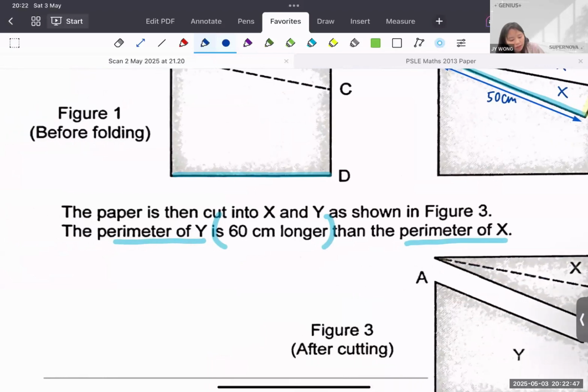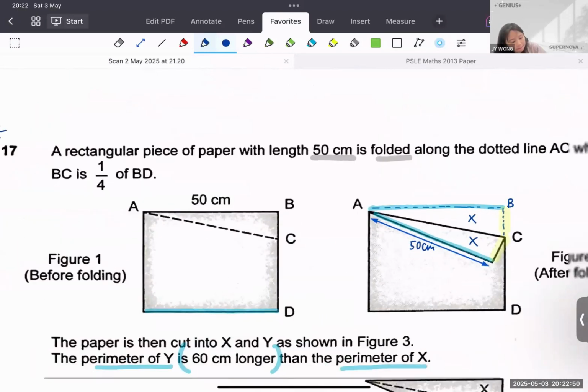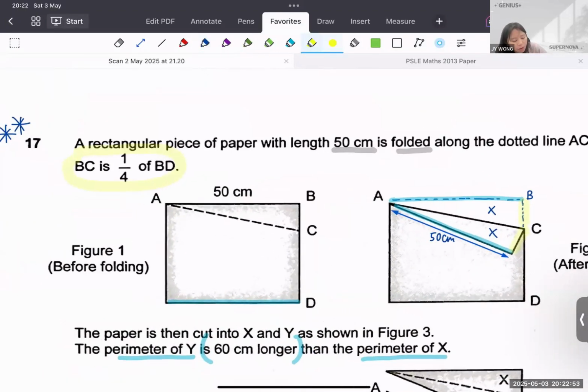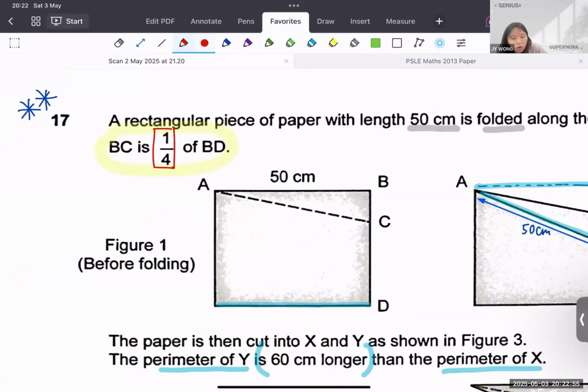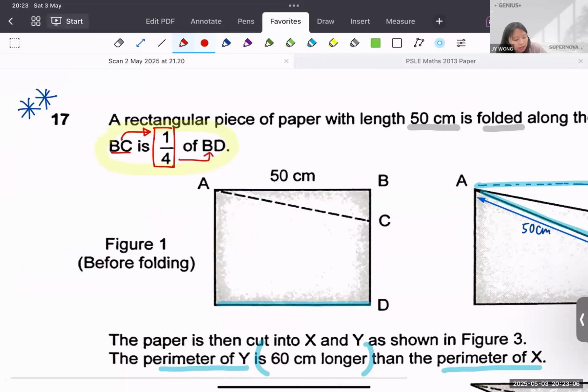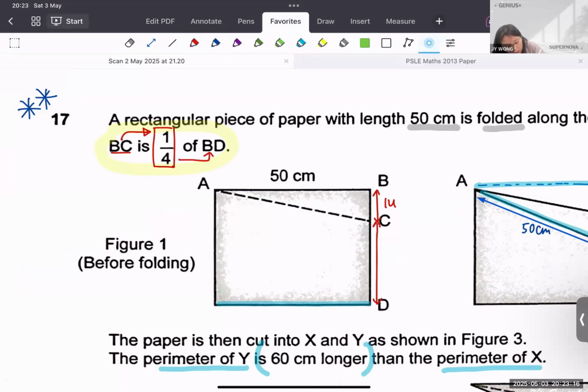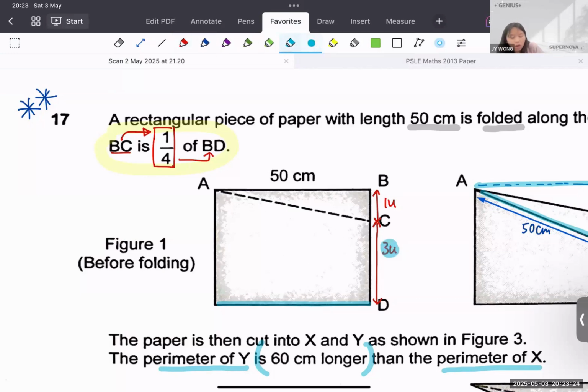The question says something important about this part. BC is 1/4 of BD. Remember what I said? If a fraction, you do not know which one is referring to which, the first variable described is usually the numerator, and this is the denominator. You look at the diagram, it will make sense. You can't have BD as 1 unit and BC as 4 units. So BD is 4 units, from here to here. If I take 4 units minus 1 unit, I can tell that CD is 3 units. This is something that you need to work out on your own.